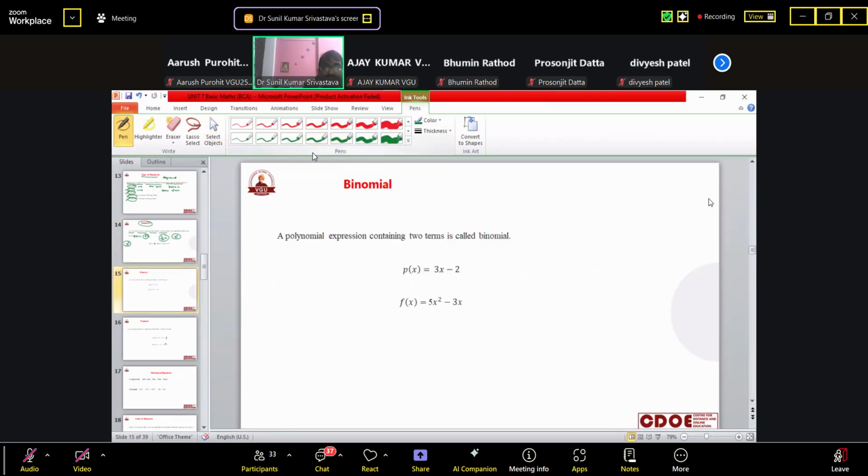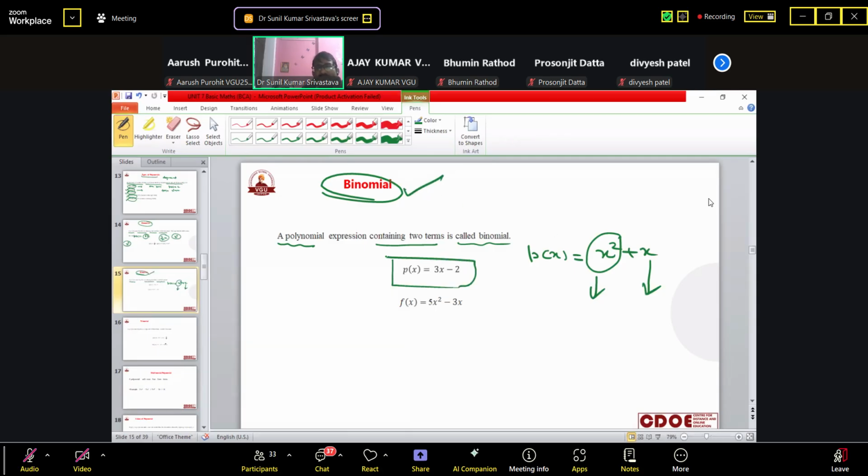Next, binomial. Any polynomial expression containing two terms is known as a binomial. Take the expression in the variable x, p(x) = x² + x. The expression has two terms: one term, and another, the second term. Any expression containing two terms is known as a binomial. Here is the expression 3x − 2. This is one term, this is the second term. The expression contains two terms, so it is a binomial.